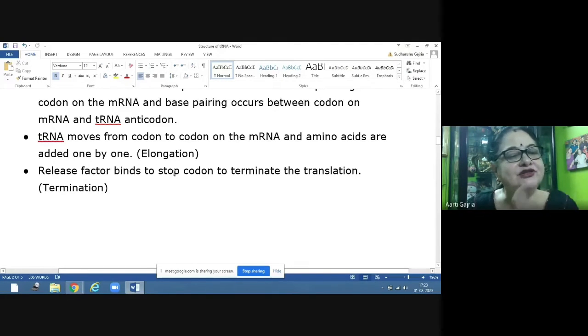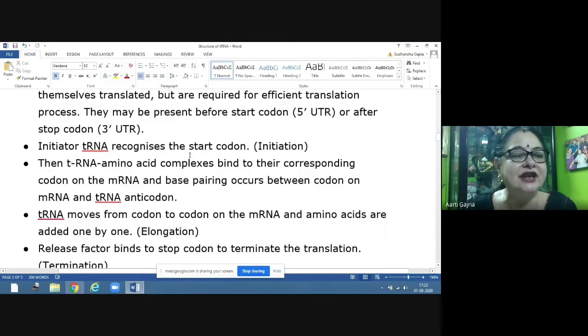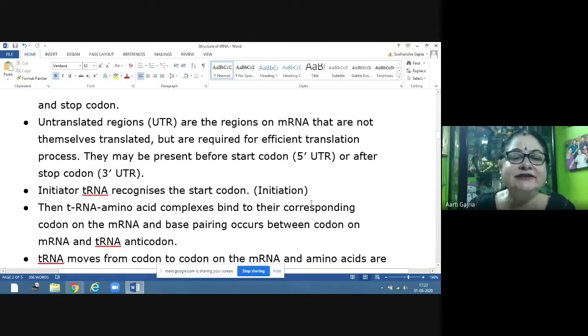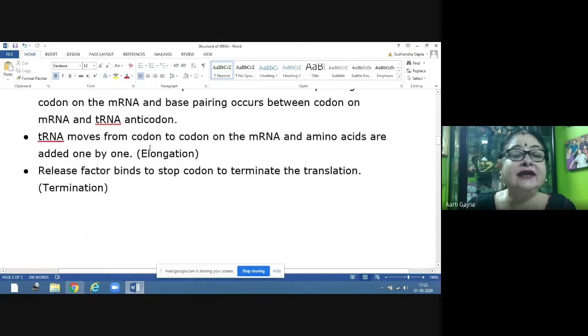So here also three processes are taking place for translation. One is initiation, that is done by the start codon. Second is elongation. The transfer RNA will bring the amino acids, and it will keep on adding the amino acids, that is called elongation. And when the stop codon comes, the release factor will bind to the stop codon, and it will terminate the process of translation.